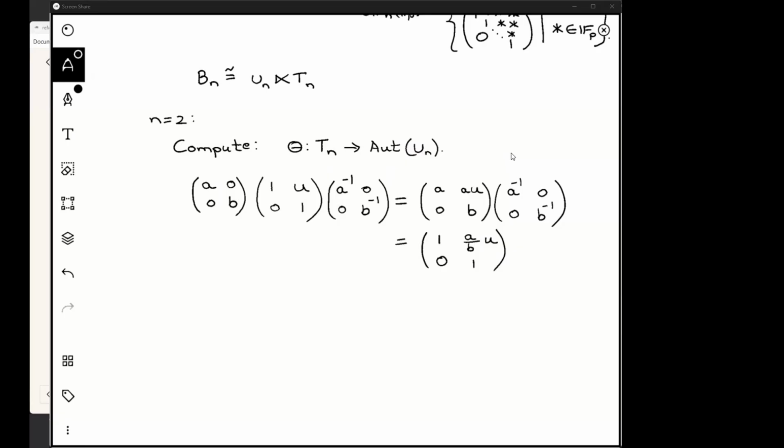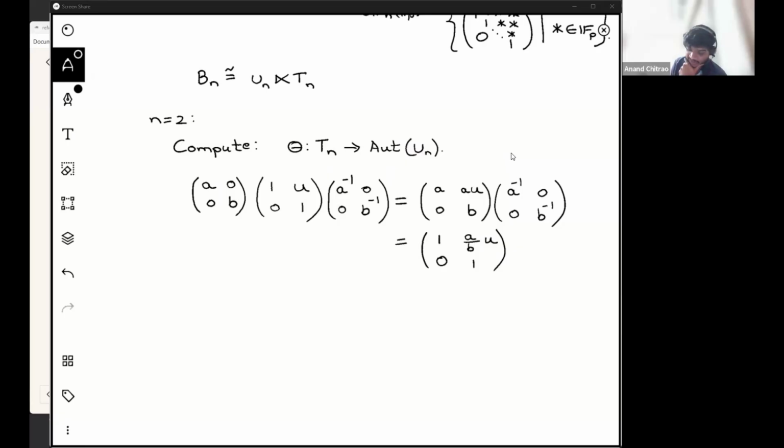Now tell me if anything is different if I replace these by real matrix groups. Suppose I take Bn to be the upper triangular matrices with real entries, Un to be upper triangular unipotent matrices with entries in real numbers, and Tn the diagonal matrices with entries in real numbers. Will anything change here?